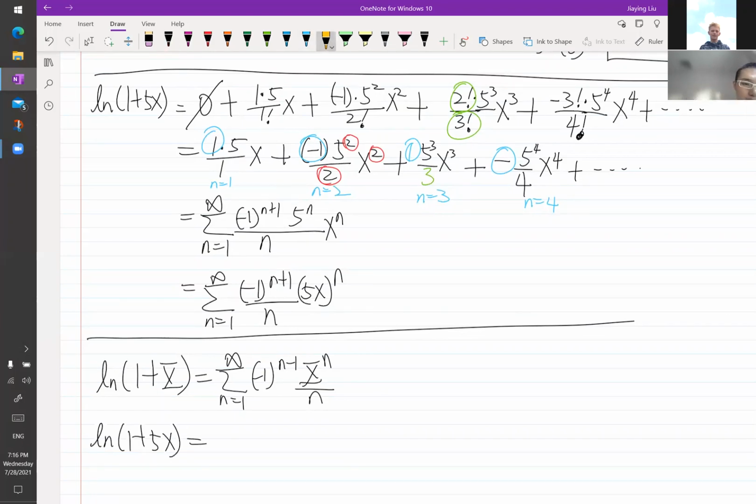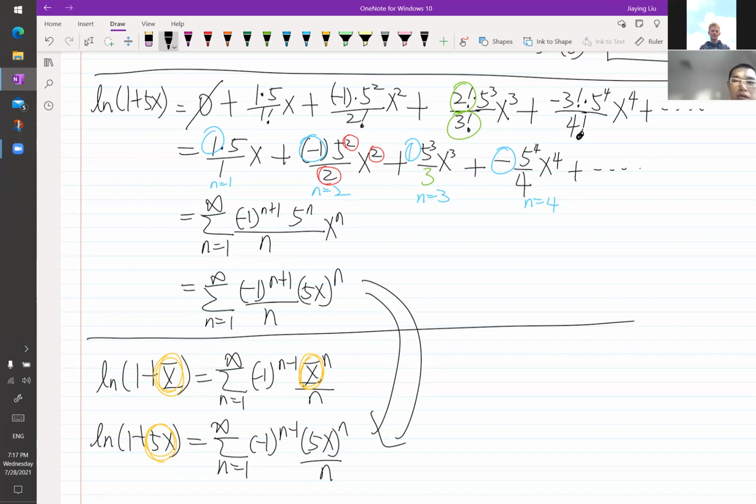We can just say in the question we are interested, it's 5x, but that's just like capital X in the given Maclaurin series formula, right? So that means the only thing going to change is in the power series, the capital X will change to 5x. So we have n from 1 to infinity, -1 to the n minus 1, 5x to the n divided by n. That's it. If you apply the formula directly, you don't even have to do the expanded form.